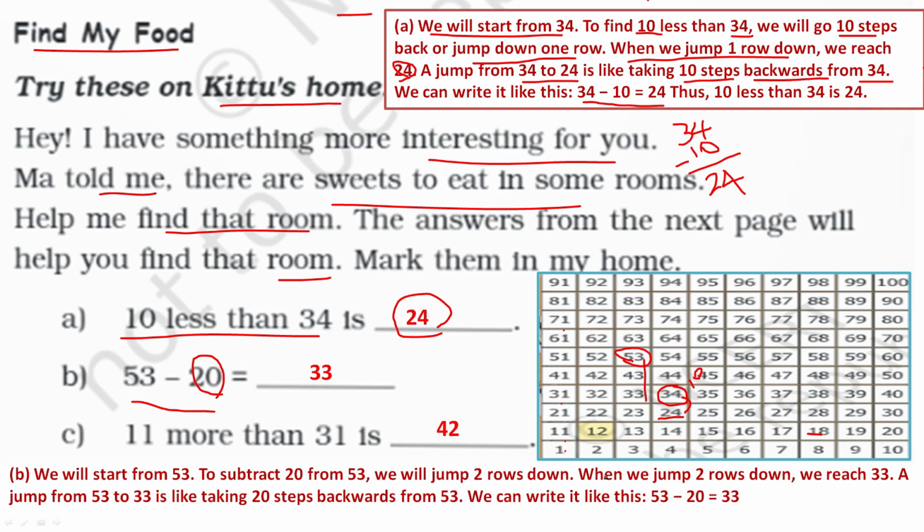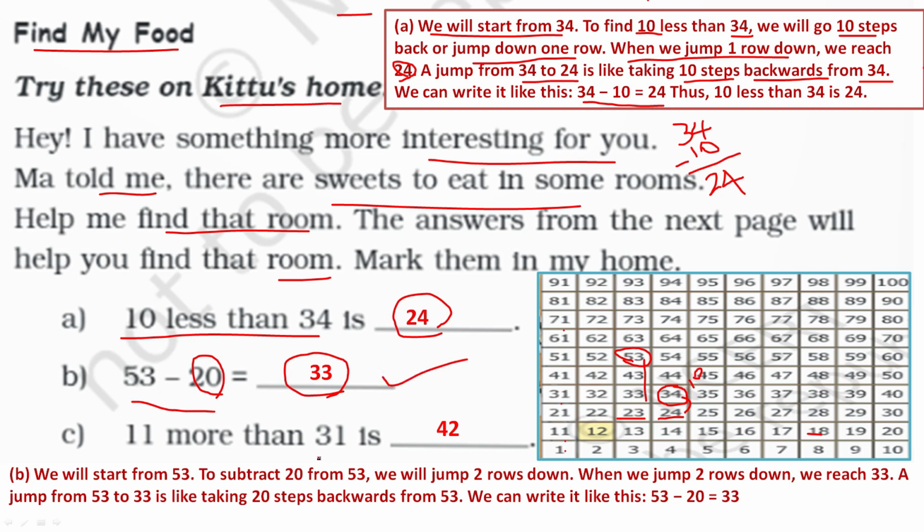So 53 minus 20. Where is 53 minus 20? Two steps down, you will reach 33. So the answer is 53 minus 20 is equal to 33.